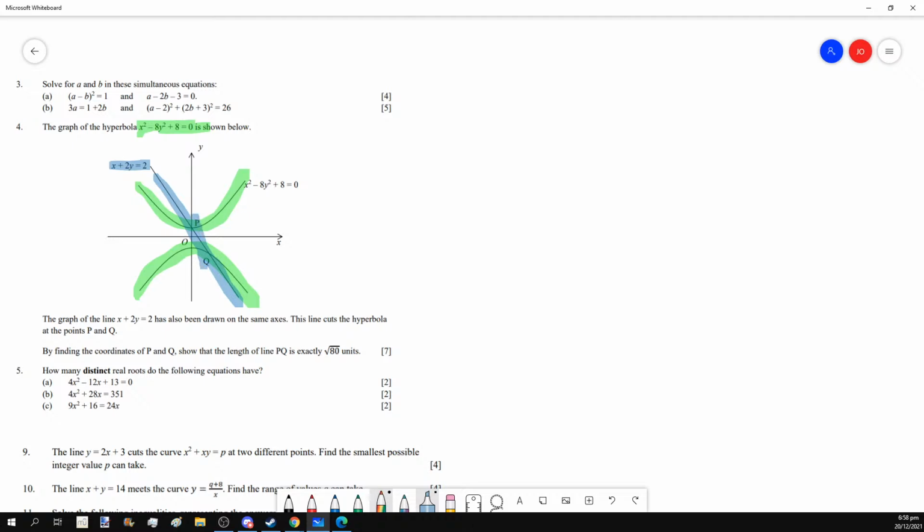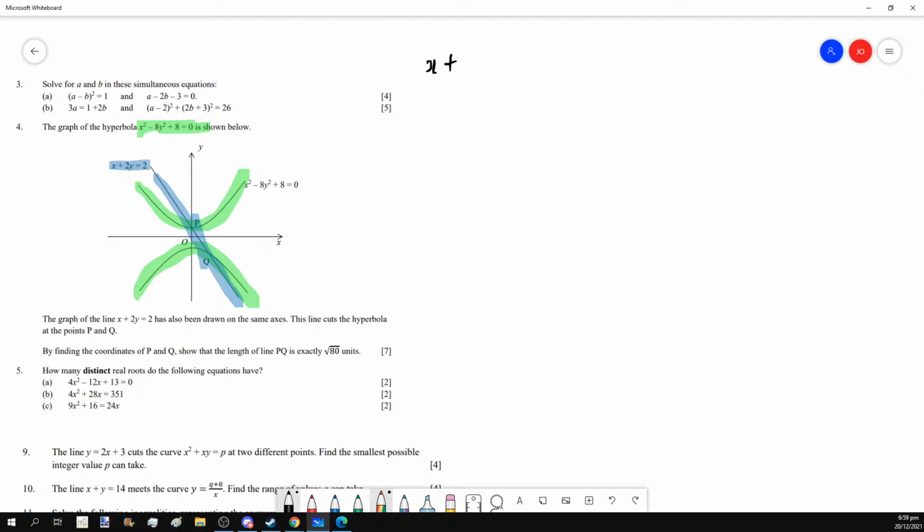And they want us to find the distance between P and Q and show that it's exactly square root 80. So in order for you to find the distance, you'll need to find the positions first, right? For example, we know that the distance between 1 cm and 4 cm is 3 cm. Why do we know that? Because we can take 4 minus 1. But that means we need the 4, we need the 1 in the first place. Where do I start? Where do I end? Therefore, in order to find the position P and the position Q, we will be doing even more simultaneous equations.